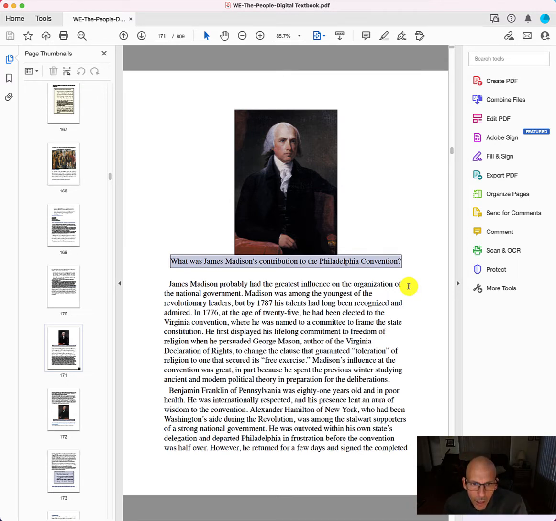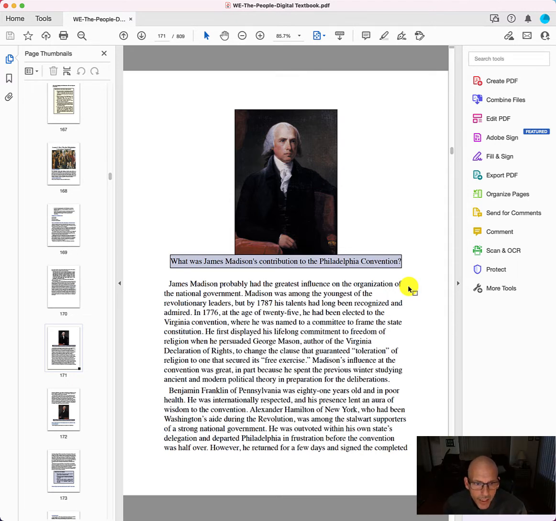James Madison probably had the greatest influence on the organization of the national government. Madison was among the youngest of the revolutionary leaders, but by 1787, his talents had long been recognized and admired.